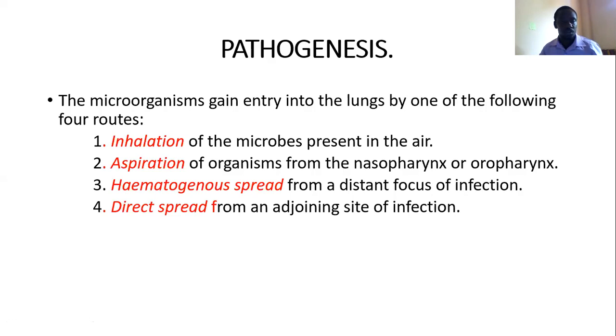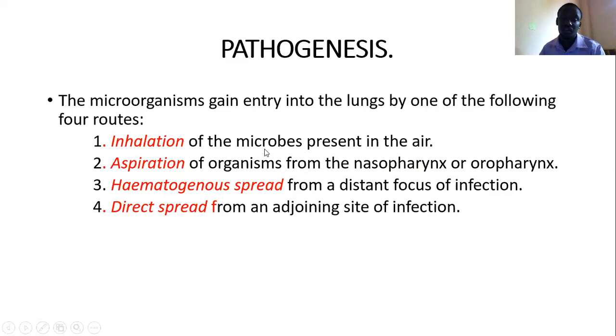Pathogenesis. Microorganisms gain entry into the lung through one of the following four routes. We have inhalation of microbes present in the air, and aspiration of microorganisms in the nasopharynx and oropharynx. Under point one, inhalation of microbes in the air, you realize that the air is not sterile, so it contains a lot of microbes. So as we breathe normally, one can get pneumonia through inhalation of the microbes. Then aspiration of organisms from the nasopharynx and oropharynx.